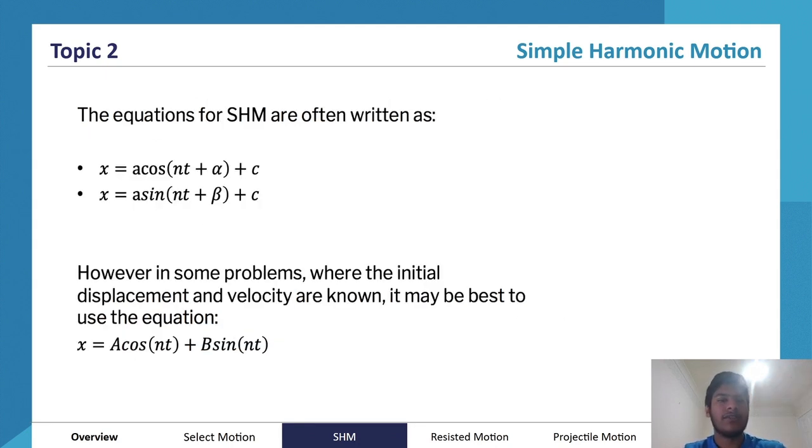And the equations are often written as, like we mentioned before, x equals a cos(nt + alpha) + c, or x equals a sin(nt + beta) + c. But like I mentioned, you can also have a linear combination of them, so x equals a cos nt + b sin nt. Now, that is less common, at least for the HSC syllabus, but effectively, if you're looking at the auxiliary angle form, the top two are equivalent to the bottom two. It's just, instead of having an alpha or beta, we're talking about two separate cos and sine functions, but you can combine them using auxiliary angle form and turn them into the top ones.